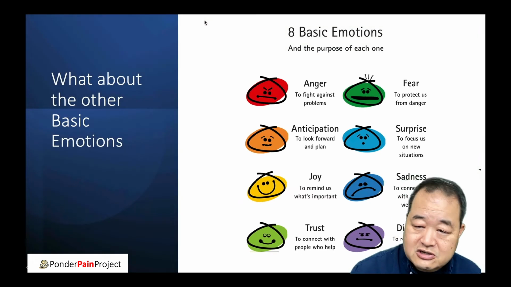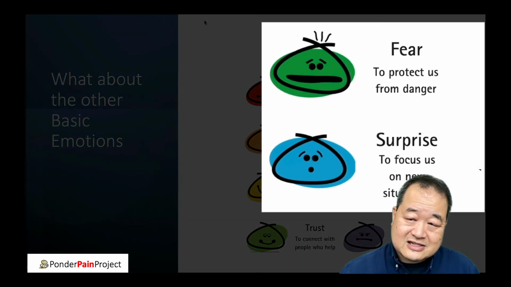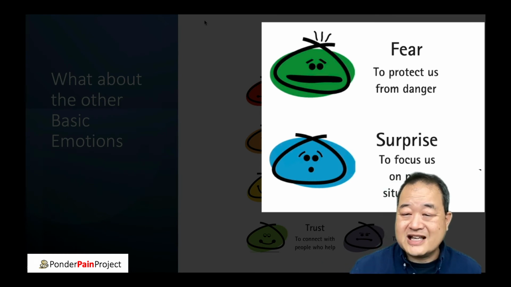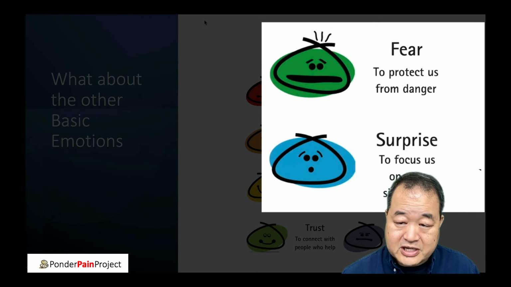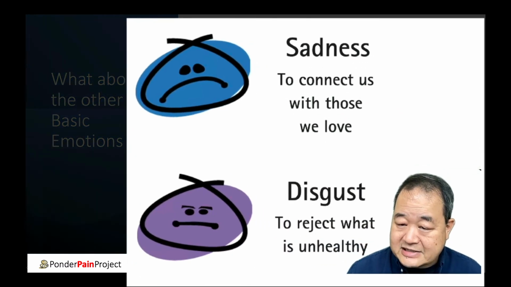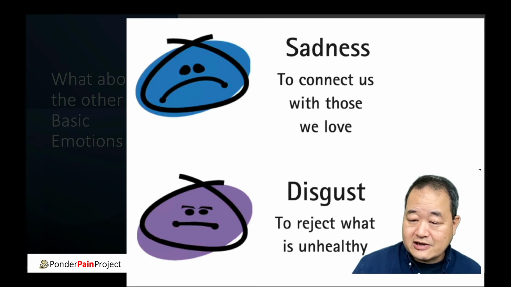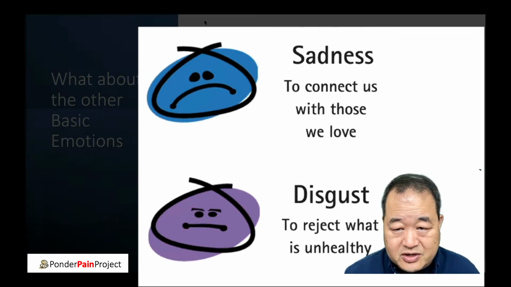If we start looking at the negative components of emotion, we look at things like fear, and fear is to protect us from danger. Surprise is to focus and protect us in cases of new situations. Sadness is to connect us with those we love. And disgust is to reject what is unhealthy for us.